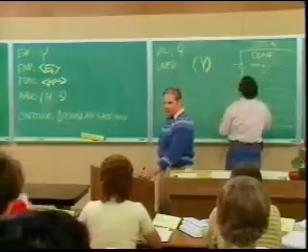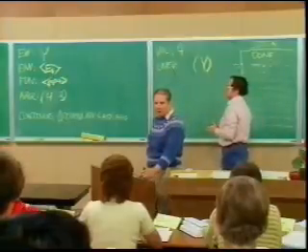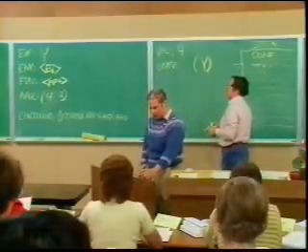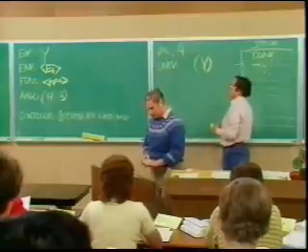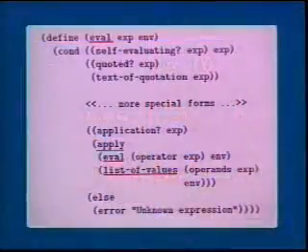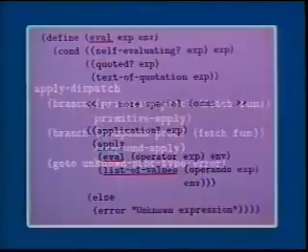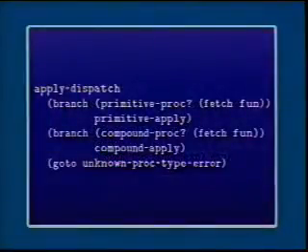Right, so we've just gone through the eval. We evaluated the operator and the arguments, and now we're about to apply them. So we come off to apply dispatch here. We check whether it's a primitive or compound procedure. In this case, it's a primitive procedure, and we go off to primitive apply.